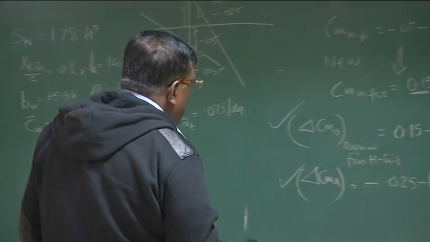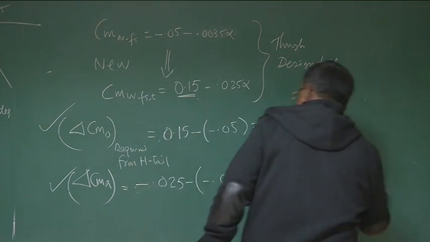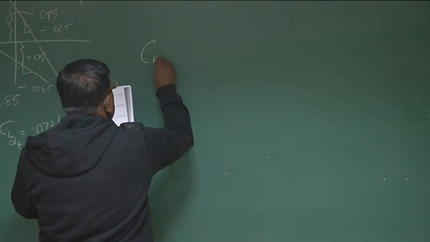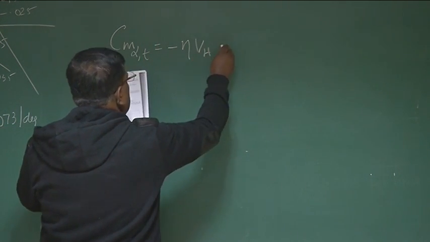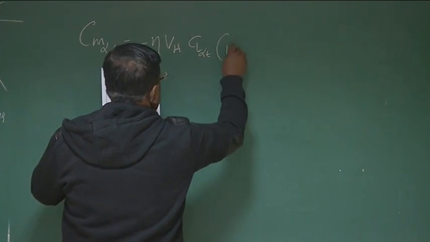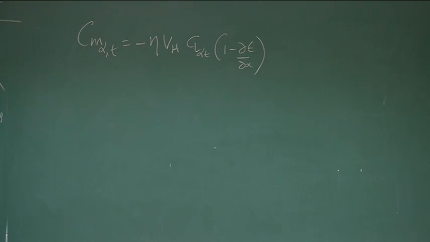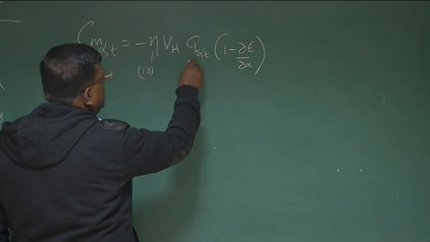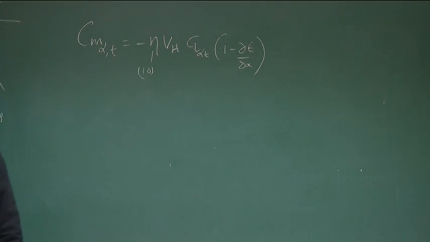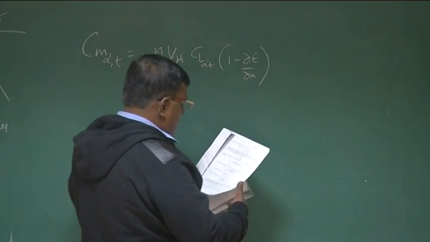Now we'll be using those formulas to solve this problem. Let us go back to those formulas, whatever you have realized. So let me erase this now. Let me write the formula: Cm alpha tail, which already you know, is eta VH CL alpha tail into 1 minus d epsilon by d alpha. Let me repeat again. This is Cm alpha tail, where for this example we'll take eta as 1. VH is the tail volume ratio. CL alpha tail is the lift curve slope of the tail based on the tail area. And d epsilon by d alpha is the downwash gradient.